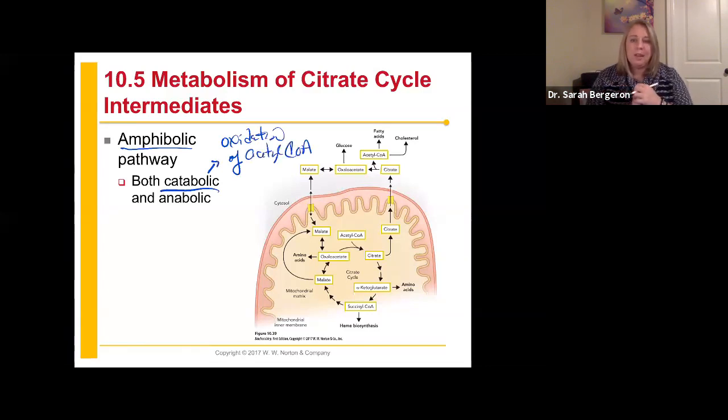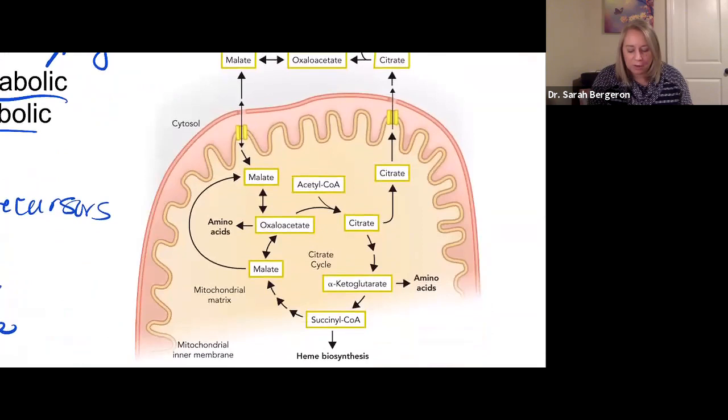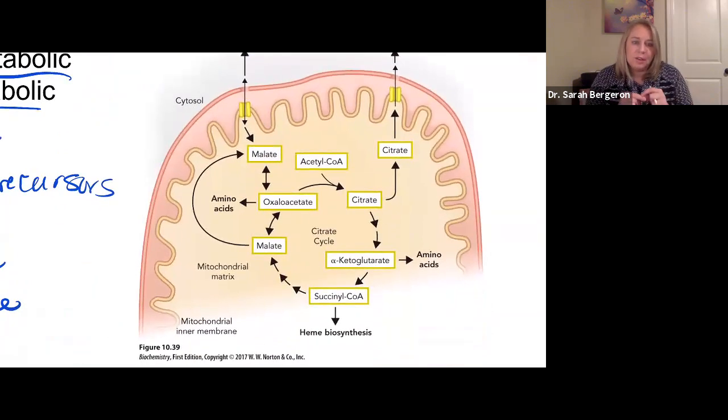right? But anabolic, this is where we are making precursors for other pathways like fatty acids, like amino acids, like heme synthesis. So all of those things are interrelated. We're making precursors for these molecules. So what I want to do is zoom in on here so that you can see the different biomolecules that serve as precursors.